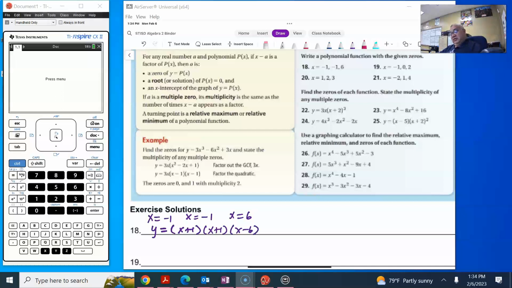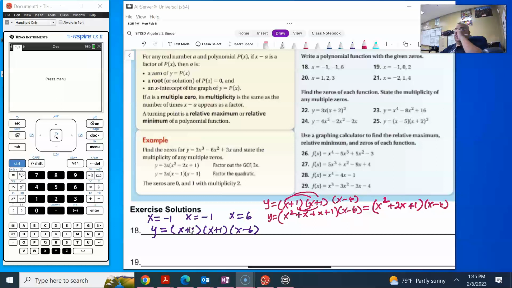I'm going to use a different color. So we have x plus 1 times x plus 1. So we have x times x, which is x squared. x times 1 gives you x. 1 times x gives you x. And then 1 times 1 is 1. Remember, you still have to multiply times x minus 6. So what you have is x squared plus 2x plus 1. And you still got to multiply times x minus 6.